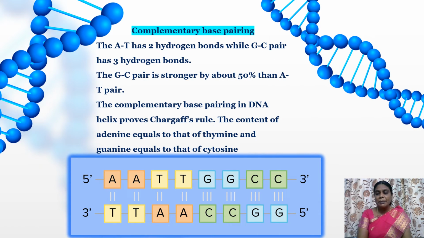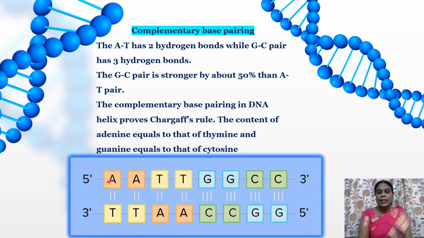Next comes the complementary base pairing of DNA. The adenine and thymine pair has two hydrogen bonds, whereas the guanine and cytosine pair has three hydrogen bonds. The guanine-cytosine pair is stronger by about 50% than the adenine and thymine pair. The complementary base pairing in the DNA helix proves Chargaff's rule: the content of adenine equals that of thymine and guanine equals that of cytosine.